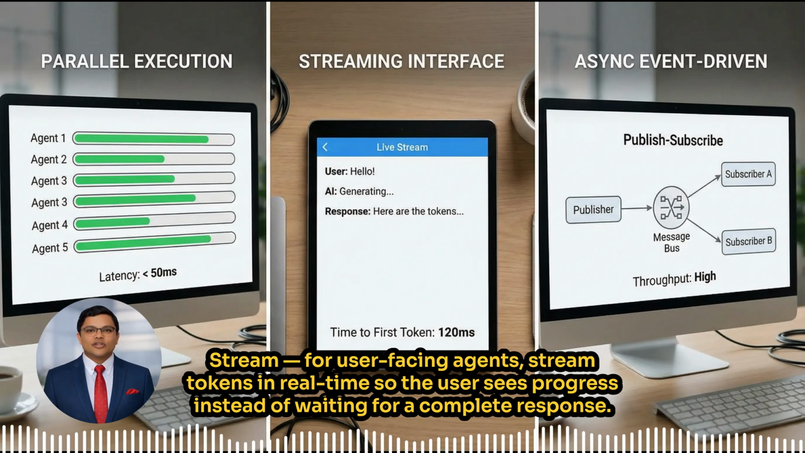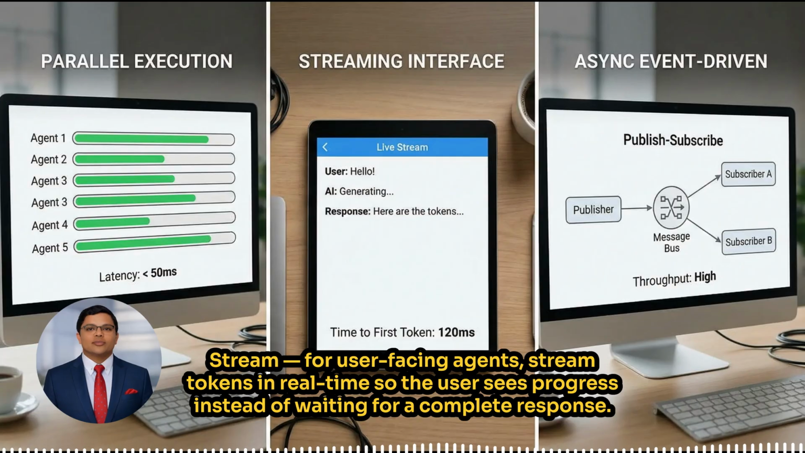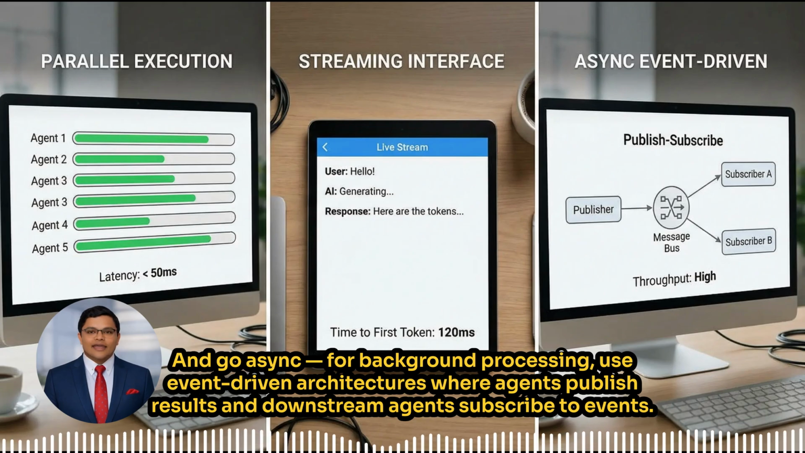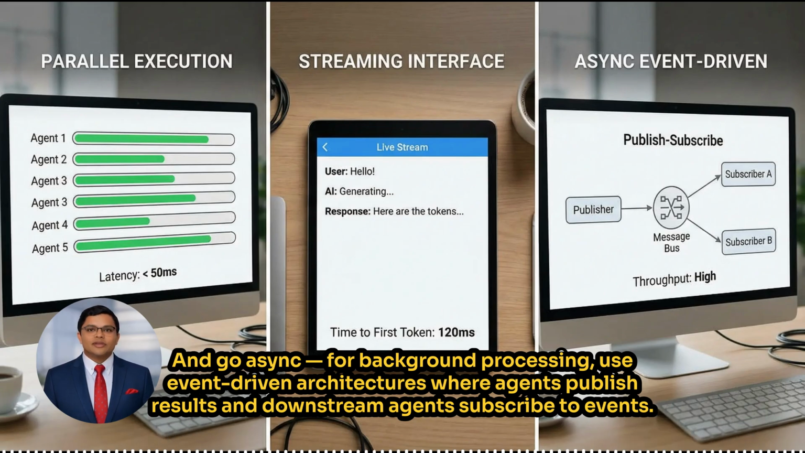Stream. For user-facing agents, stream tokens in real time so the user sees progress instead of waiting for a complete response. And go async. For background processing, use event-driven architectures where agents publish results and downstream agents subscribe to events.